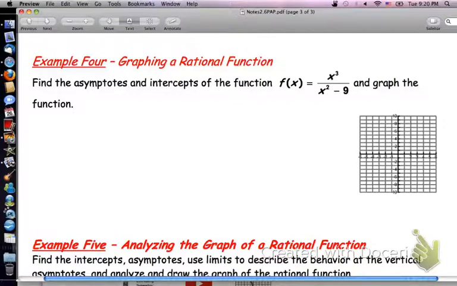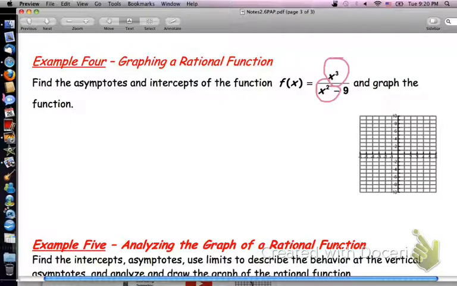Okay, example 4. We want to find the asymptotes, the intercepts of the function, and graph the function. So we have x cubed over x squared minus 9. So first, the asymptotes. We're studying the end behavior. We need to find the degree of the numerator, the largest term degree in the numerator, which would be 3, and the largest degree in the denominator is 2.